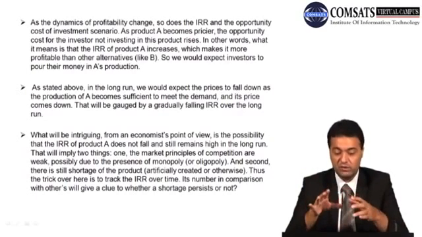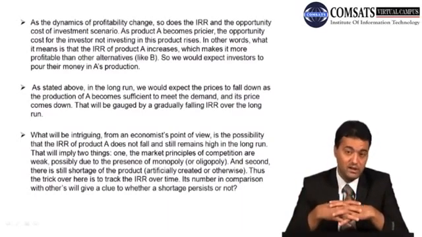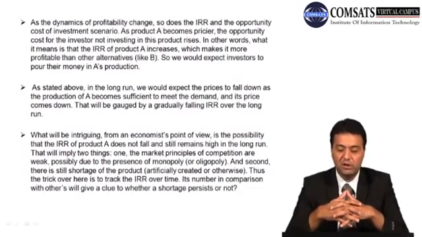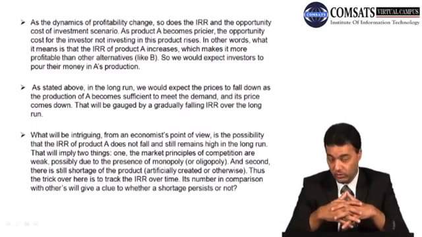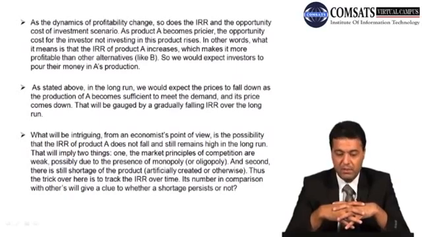So we would expect investors to pour their money in A's production. Yes, we will. As I said, as a logical investor, one would expect that to happen. As stated above, in the long run, we would expect the prices to fall as the production of A becomes sufficient to meet the demand and its price comes down. That will be gauged by a gradually falling IRR over the long run.